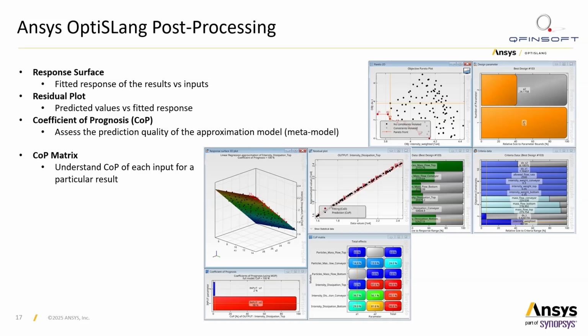And then a coefficient of prognosis, or COP, to assess the prediction quality of the approximate model. So it will give us an idea of whether the metamodel that is being used accurately represents the simulation results that we receive from Rocky. You can then also look at the COP matrix to understand the COP of each input for a particular result.